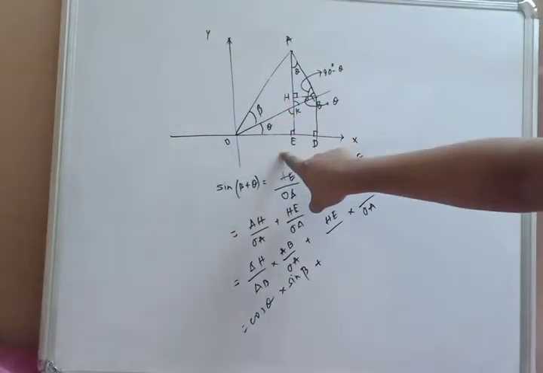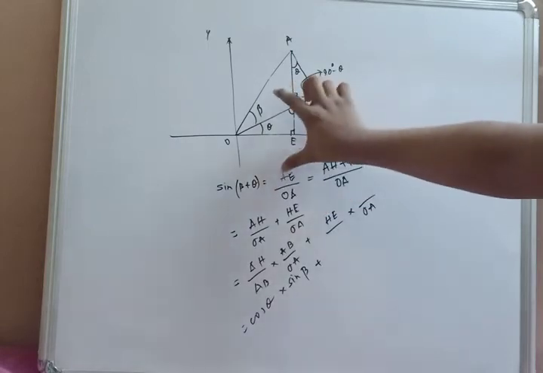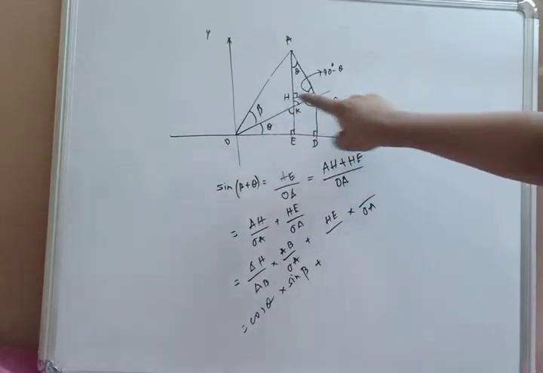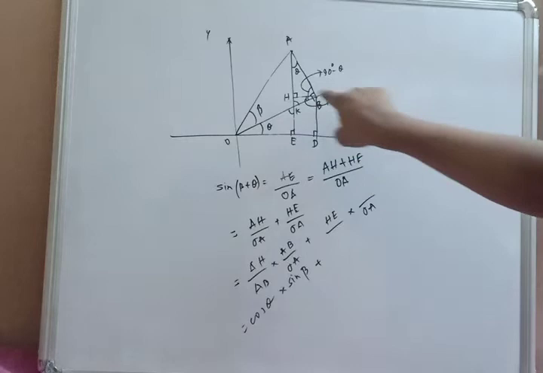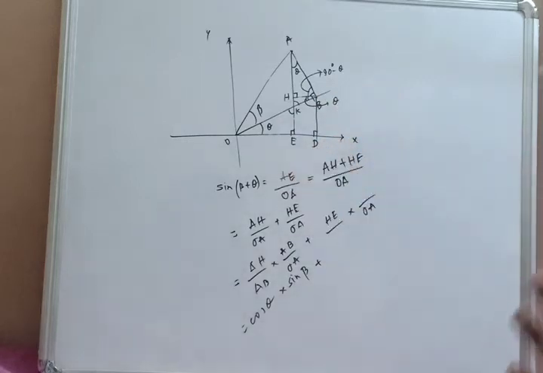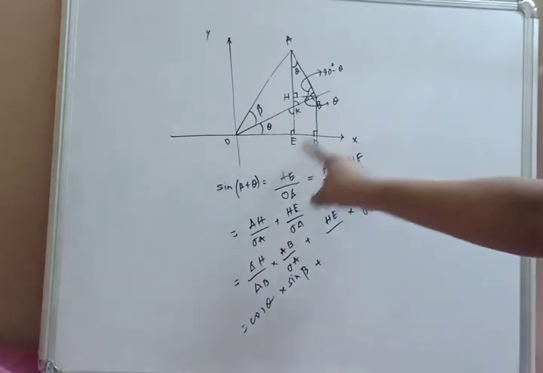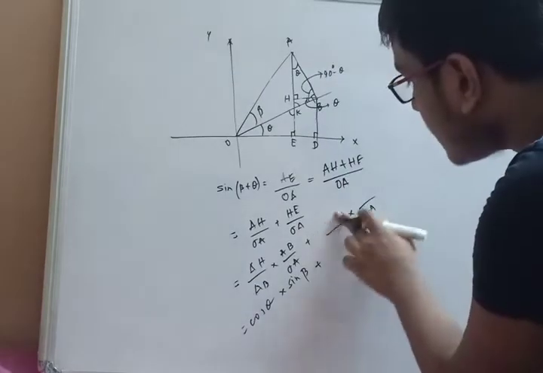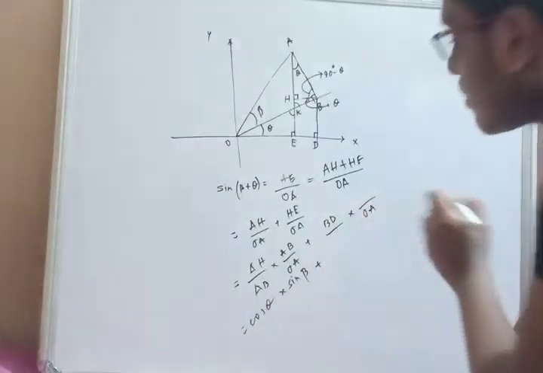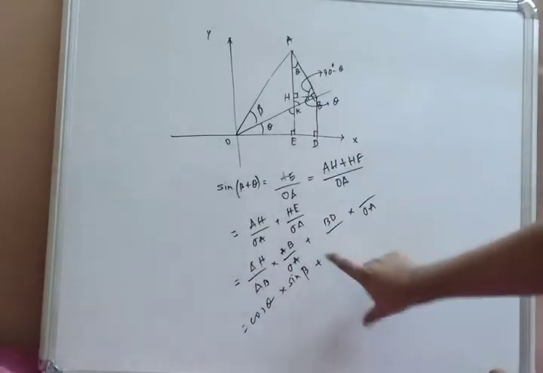In place of HE, what can I write? In place of HE, I can write BD because HBDE is a rectangle. So HE must be equal to BD. So in place of HE, I am writing BD. I hope you can understand it.